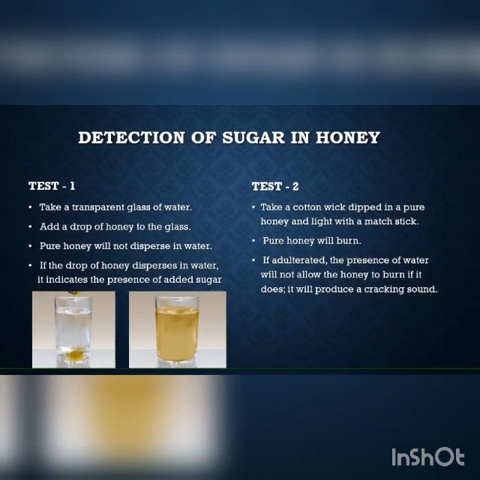The next test is for detection of sugar in honey. Take a transparent glass of water, add a drop of honey to the glass. Pure honey will not disperse. But if your honey has sugar, then it is going to get dispersed in the water along with the honey. What is test number 2? Take a cotton wick dipped in pure honey and light it with a matchstick. If it is pure honey, then it will burn. If it is adulterated, it is going to produce a crackling sound because the presence of water is never going to let the honey burn.